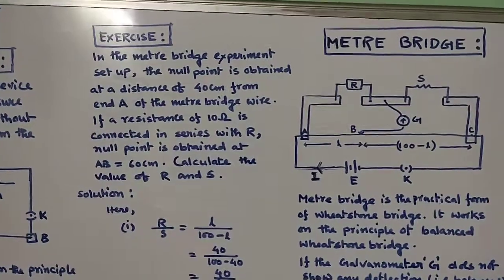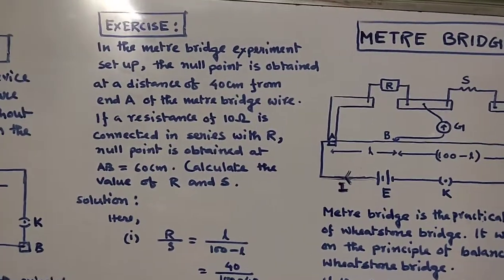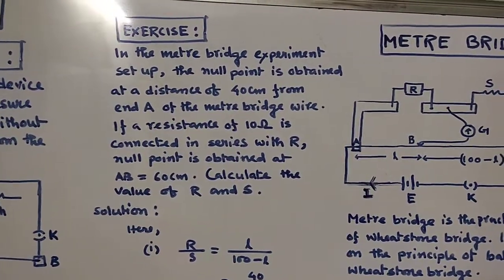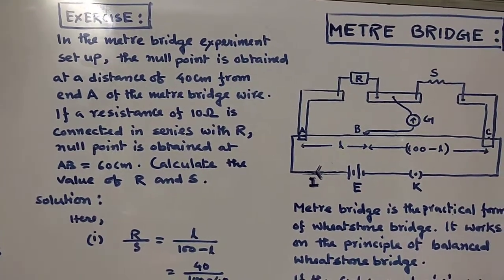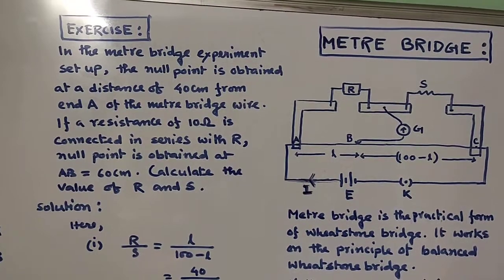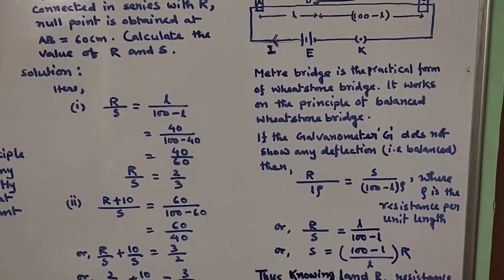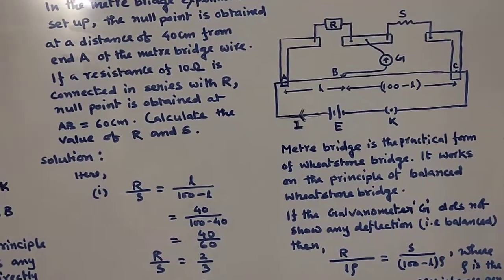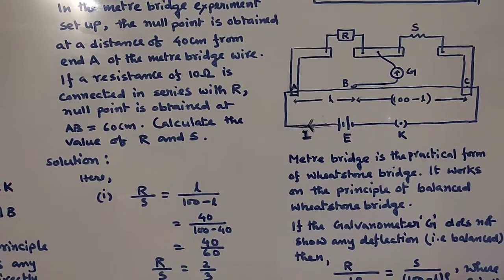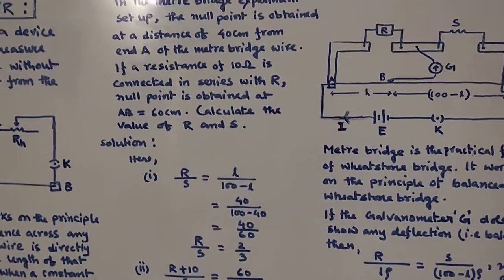Now we are trying one numerical based on the formula which we have defined. In the numerical it says that in the meter bridge experiment setup, the null point is obtained at a distance of 40 cm from end A, that is B is at 40 cm. So the first expression we are going to use is R by S equal to L by 100 minus L. So R by S equal to L, which is 40, 100 minus 40 is 60, 40 by 60, that is 2 by 3. R by S equal to 2 by 3.